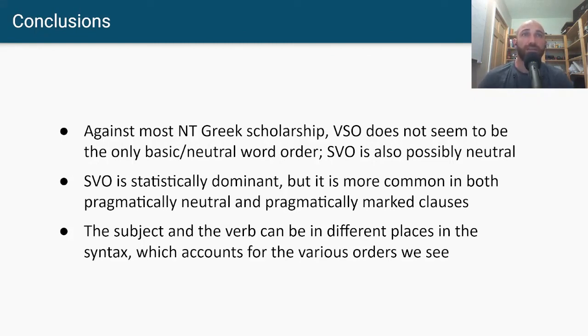The subject and the verb can be in different places in the syntax, which accounts for the various orders we see. So this was the more theoretical discussion that we had. You do have different places for the subject and the verb, and that can account for all the different orders we see, but also the same surface order being sometimes neutral and sometimes not. And that's exactly what we have in New Testament Greek.